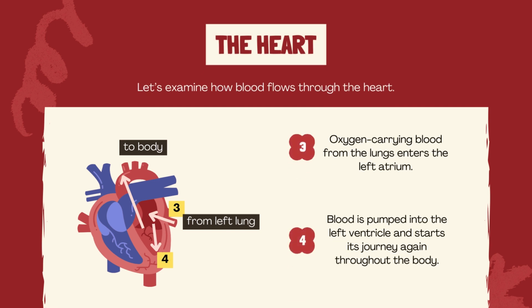The heart. Let's examine how blood flows through the heart. Oxygen-carrying blood from the lungs enters into the left atrium. Blood is pumped into the left ventricle and starts a journey again throughout the body.